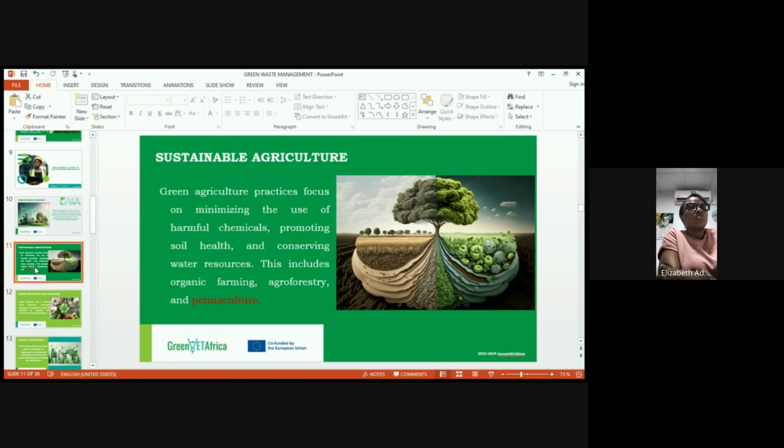So we want to minimize the use of harmful chemicals by promoting the use of compost or other organic sources of soil amendment or soil fertilizers. We want to promote soil health and conserve water resources. This also includes organic farming, agroforestry, and permaculture. These are all some of the sustainable agricultural practices that we consider in the environmental context.